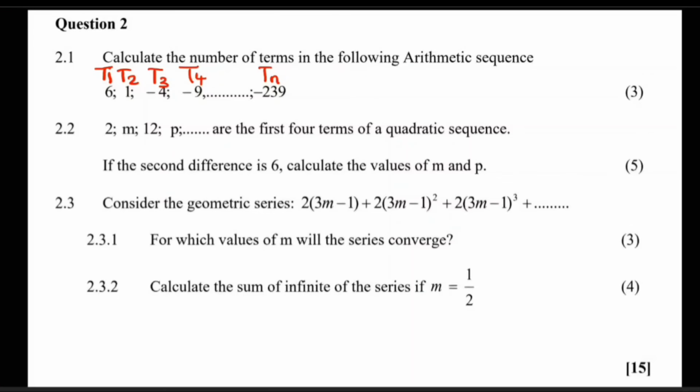Now 2.3.2 says calculate the sum to infinity of the series if m is equal to 1 over 2. Now we have a specific value given for m. So for us to get the sum to infinity, we would have to take this value, 1 over 2, and substitute it into the pattern so that we can get an actual pattern that we can work with. Let's start off by doing that.